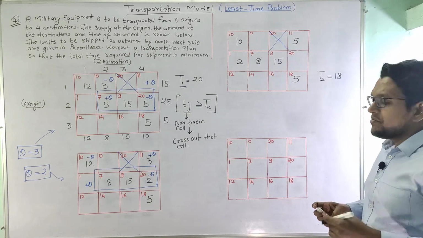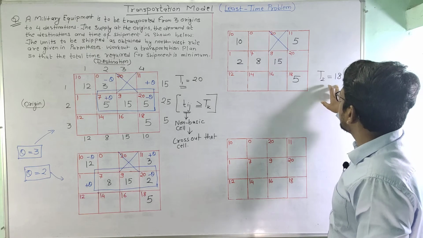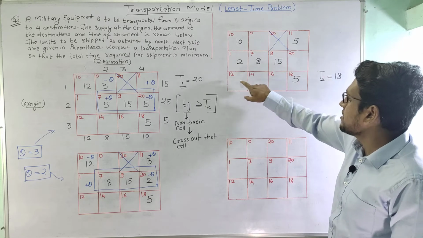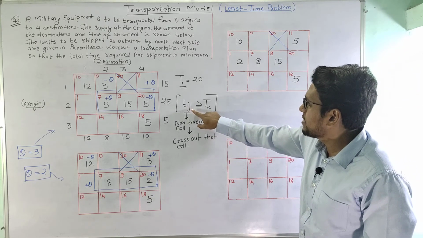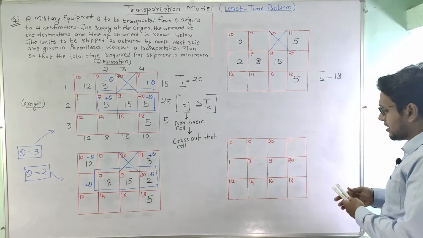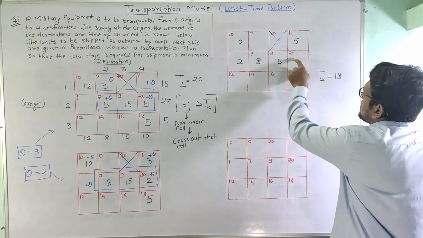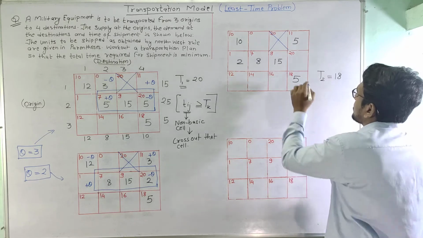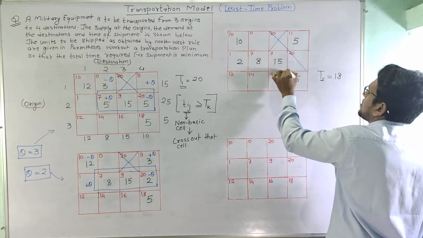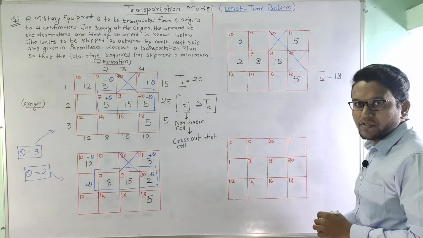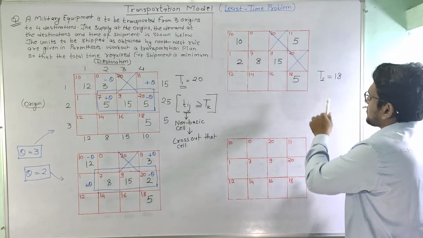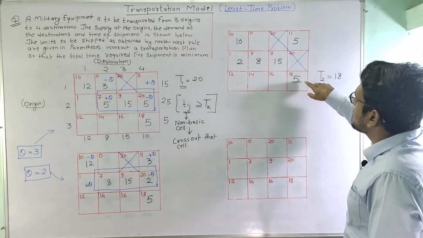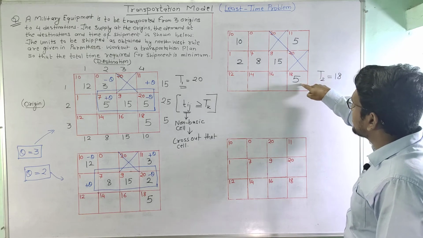Now once again we need to look at whether any value in the non-basic cells is either equal to or greater than 18. So we can see that here 20 is greater than 18. So what we will do is cross out this value. Okay. So now the maximum value is 18 and we will try to minimize this.